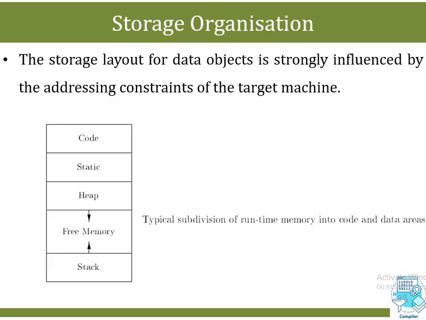The next one is heap. If we allocate some memory dynamically during the program execution, that memory will be in the heap. In C language, we have functions like malloc and calloc, using which we can allocate memory dynamically. Those dynamically allocated memory will be in the heap. So these are the subdivisions of the runtime memory.